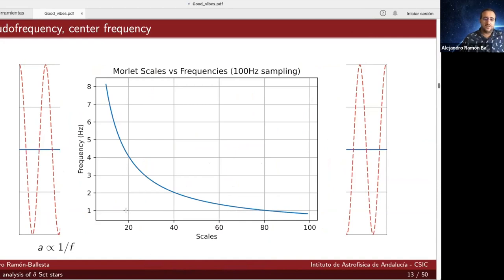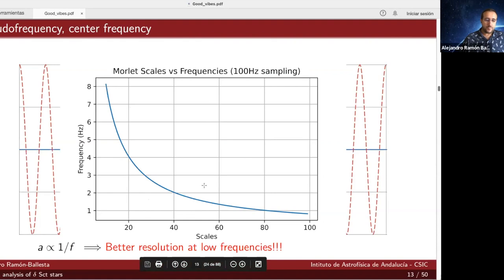One characteristic of this scale versus frequency transformation is that they relate in an inverse power law. So for lower frequencies, we have a lot of scales to scan them, but for higher frequencies, we have very few scales that can sample it. So it's intrinsic to this method that we have better resolution at low frequencies than at higher frequencies. What we call low and high frequencies depends on the frequency sampling. This is just an example, but if we have a different frequency sampling, these numbers will change, and low frequencies will be the ones that fall under the less steep slope of the curve, and high frequencies would be the ones that fall in the asymptotic part.